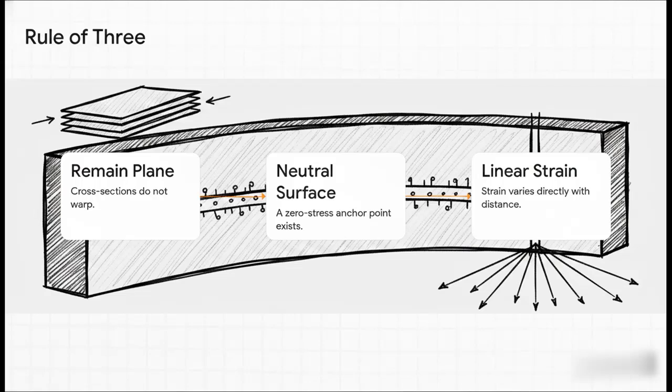So to actually calculate the stresses inside this curving geometry, we rely on 3 key assumptions. 1. Sections remain plane. 2. A neutral surface exists. And 3. Strains vary linearly. This rule of 3 is really the core of our explainer today. Let's go ahead and break each one down individually.